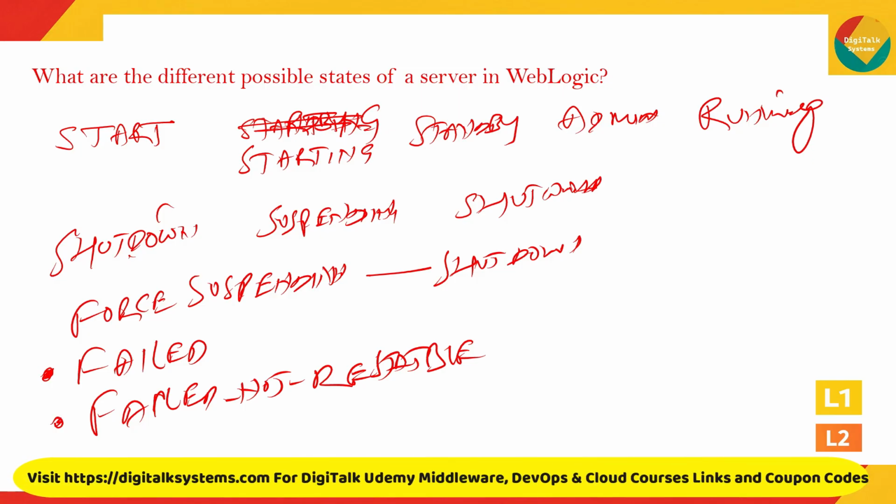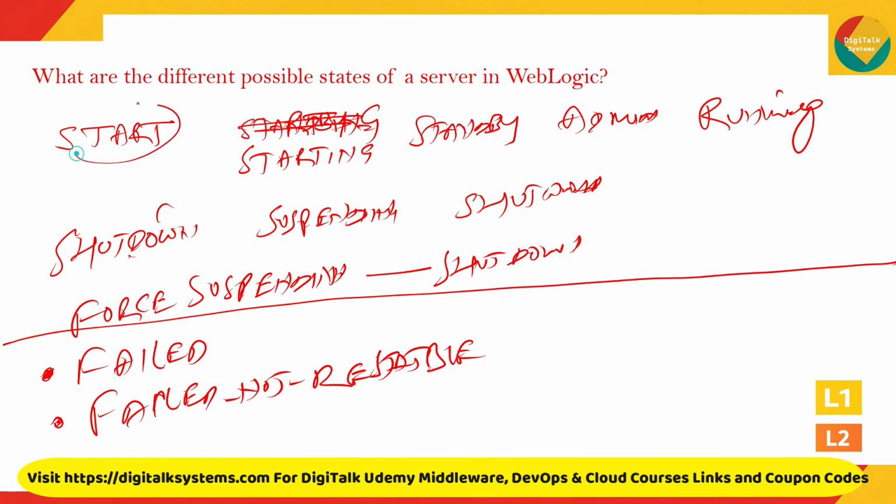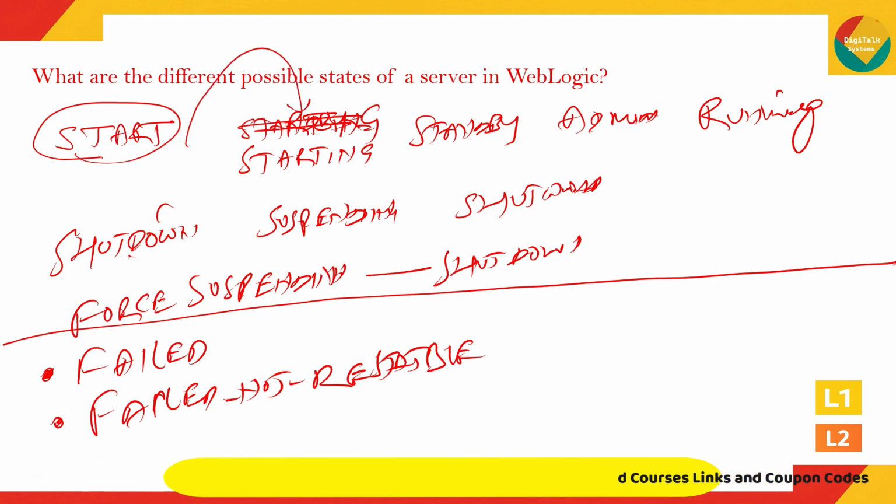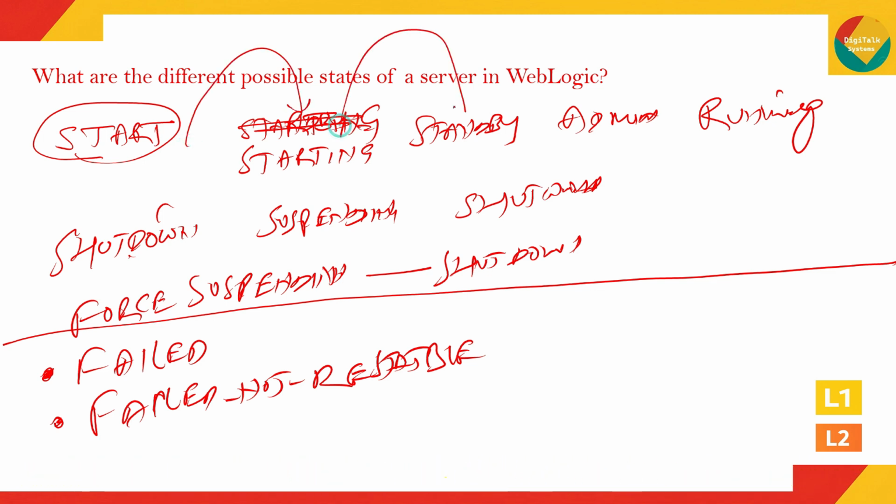So these are the different states or phases of a server. The first few are the phases of the server during startup or shutdown. When we start any server using any method, the server first goes into the starting phase. From starting, it will go to a standby state. From standby it will go to admin state. From admin, it will go to the running state. Starting is just the beginning phase.